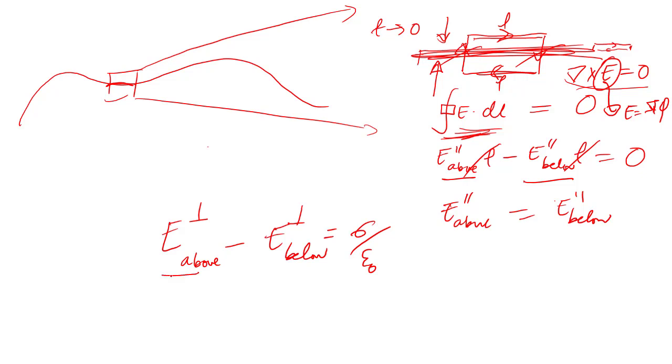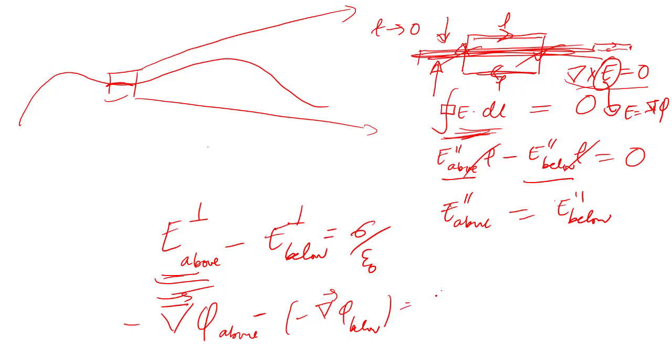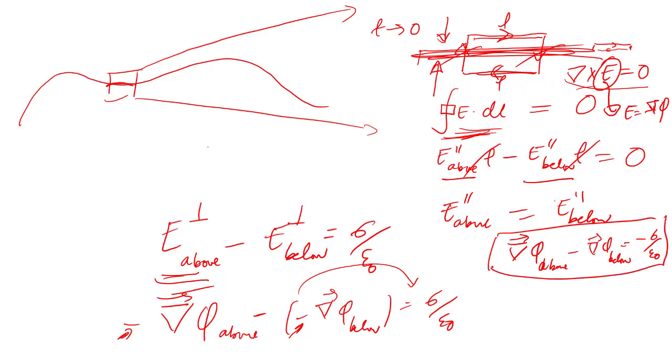Now this means we can write the potential, right? We can write these boundary conditions in terms of electric potential. So we can write this electric field above as negative gradient of phi above, minus the negative gradient of phi below, is equal to sigma by epsilon naught. If you take these negative signs and put them on the other side, you would see that grad phi above minus grad phi below should be negative sigma by epsilon naught. So this would be the boundary condition in terms of the potential. The potential itself will not have any discontinuity.